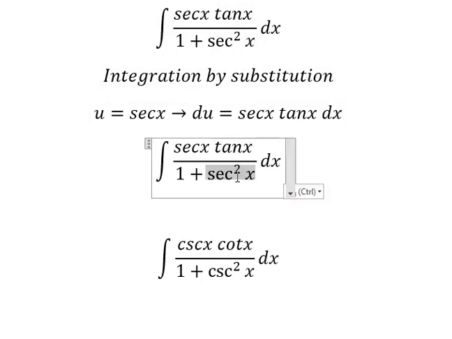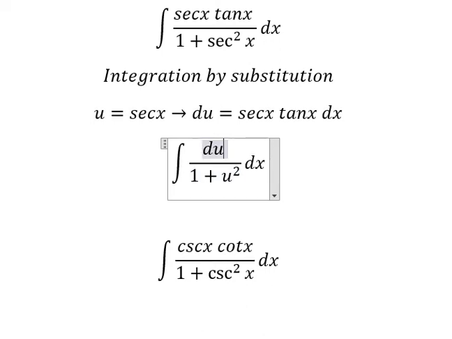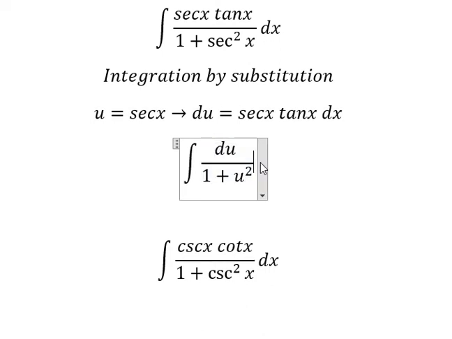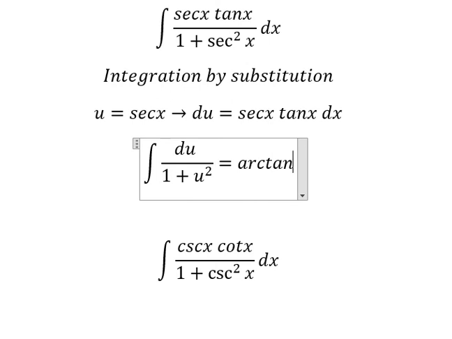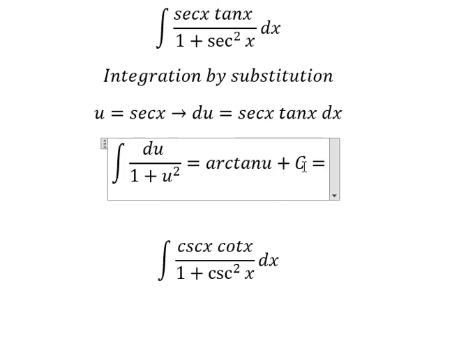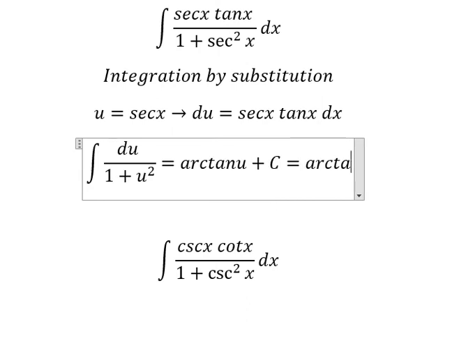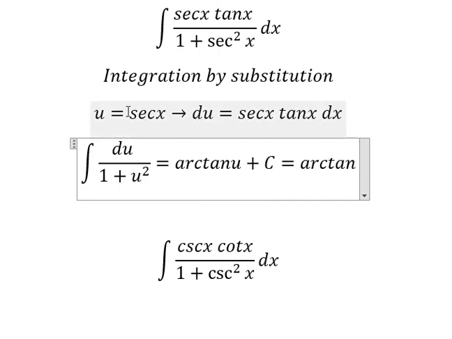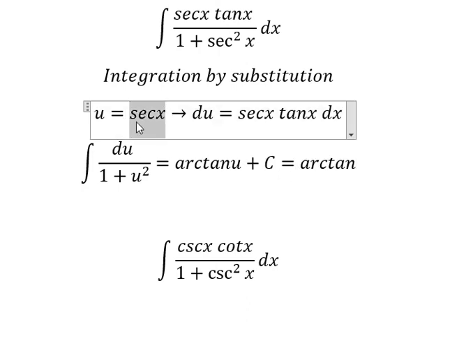This one we change by u, and we have u squared. Secant of s tan s ds we change by du. And this one we have arc tan of u, and we put c, that is the constant. And u is secant of s.